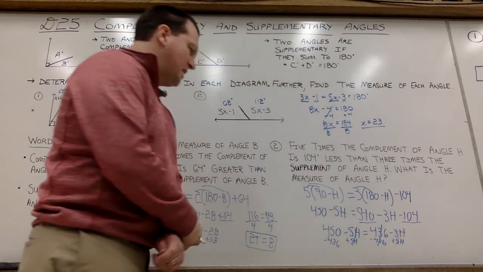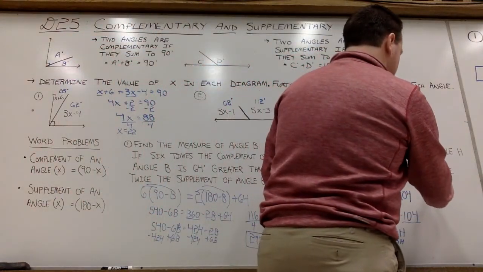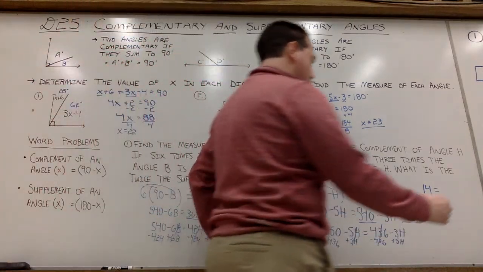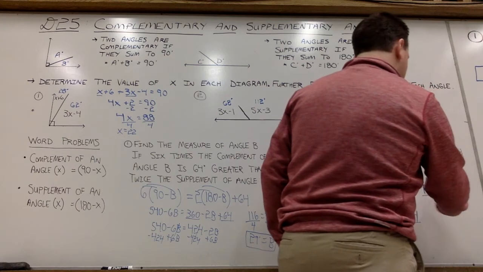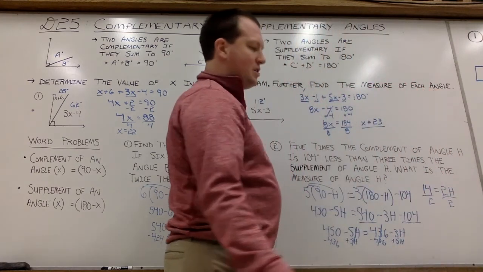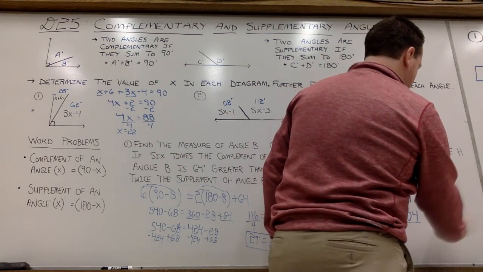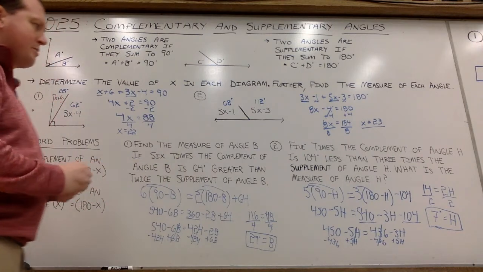So 450 minus 436 is 14. That will equal negative 3 and 5, 2h. Divide by 2. 14 divided by 2 will give me 7. So angle H would be 7 degrees.